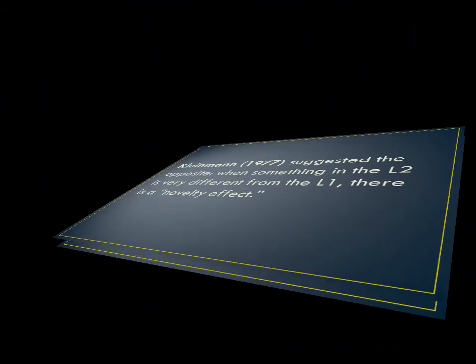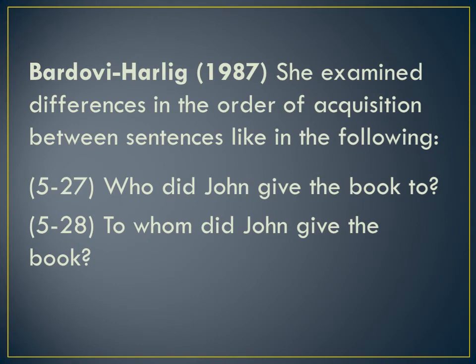Supporting evidence comes from Bardovi-Harlig, 1987. She examined differences in the order of acquisition between sentences like "Who did John give the book to?" and "To whom did John give the book?" So when you say order of acquisition, it pertains to a concept in language acquisition describing the specific order in which all language learners acquire the grammatical features of their first language. Basically, this concept is based on the observation that all children acquire their first language in a fixed, universal order regardless of the specific grammatical structure of the language they learned.